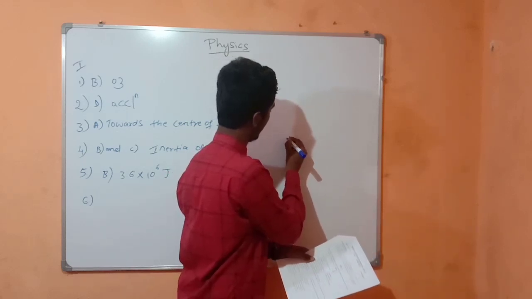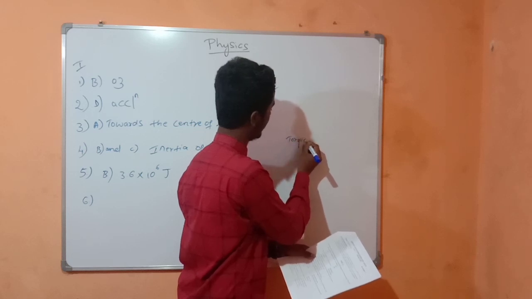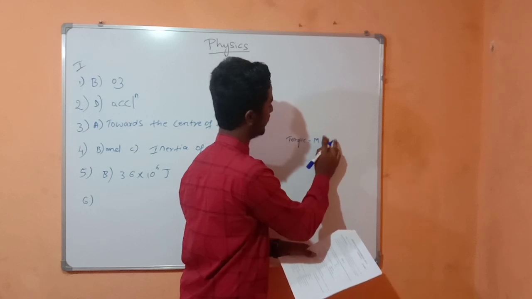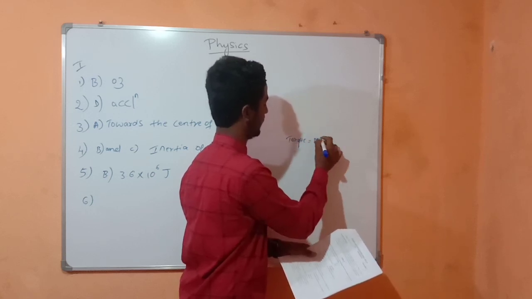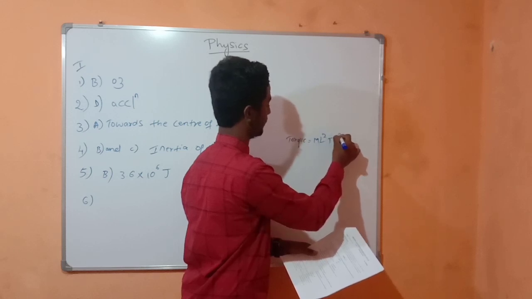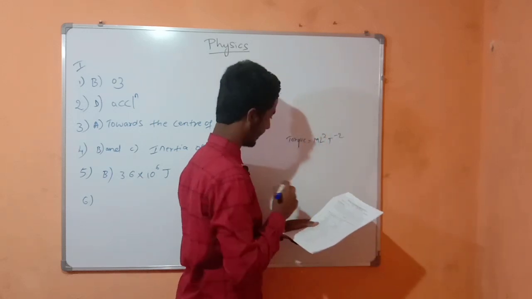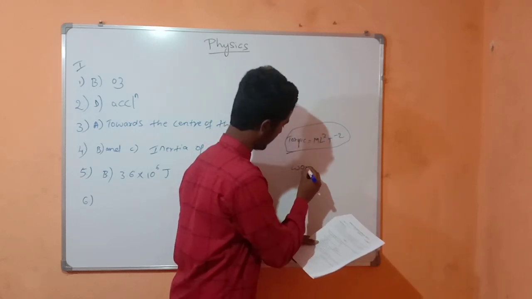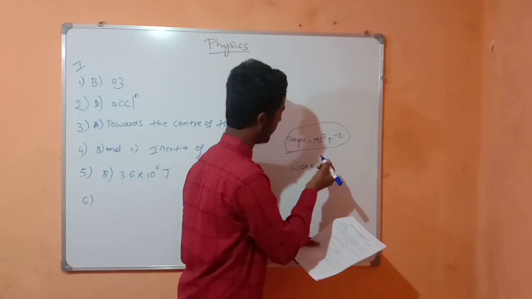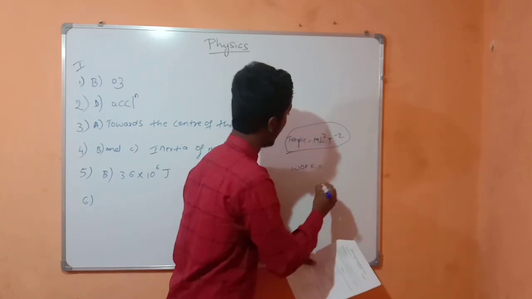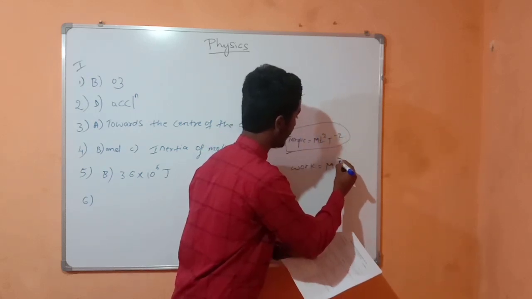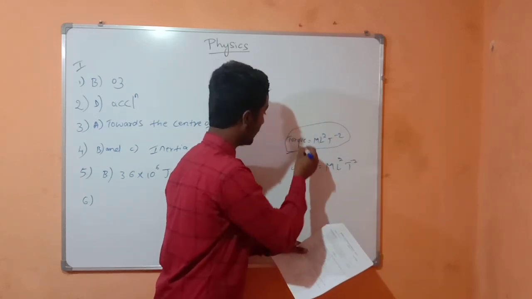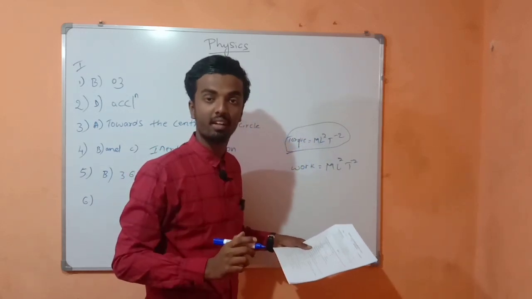That is torque is equal to ML to the power of 2 T to the power of minus 2. Then work, they have given work, children. What is the dimensional formula for work? It is also same as torque, children. ML to the power of 2 T to the power of minus 2. So the dimensional formula for torque is same as work, children.